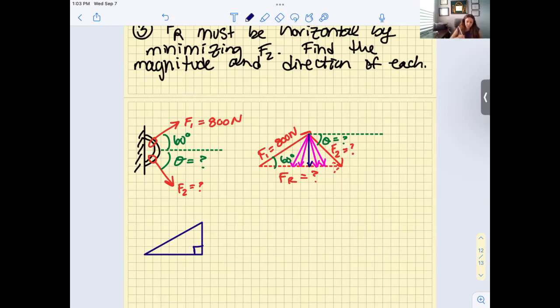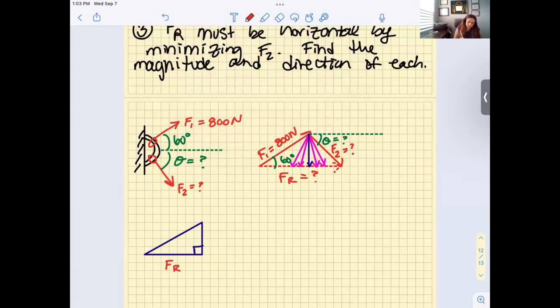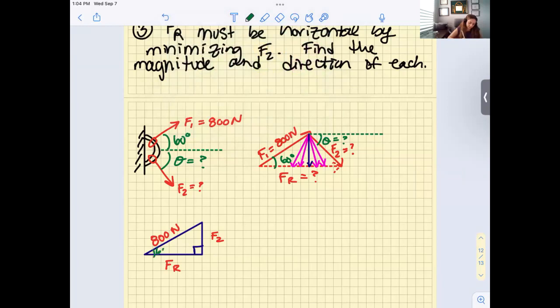Because they told us that FR was horizontal. They told us that F2 needed to be minimized, so that must be vertical. They gave us the hypotenuse of the triangle, 800 newtons. They gave us the reference angle, 60 degrees. Now what?